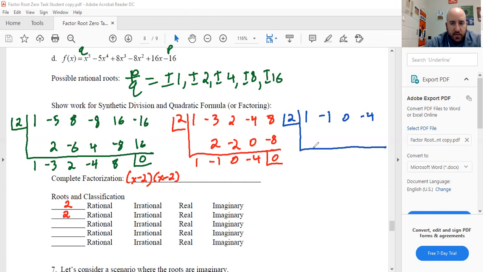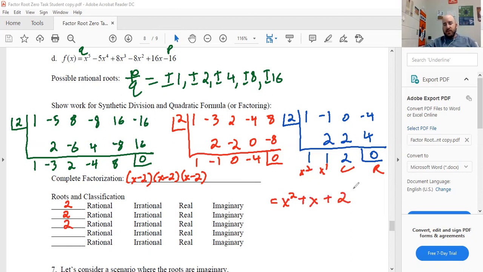L box 2. Drop the 1. 1 times 2, 2. -1 and 2, 1. 1 times 2, 2. 0 and 2, 2. 2 times 2, 4. -4 and 4 cancel out to give me 0. So there's my third. X minus 2, third root of 2. Remainder, constant, x to the first, x squared. So I'm left with x squared plus x plus 2.